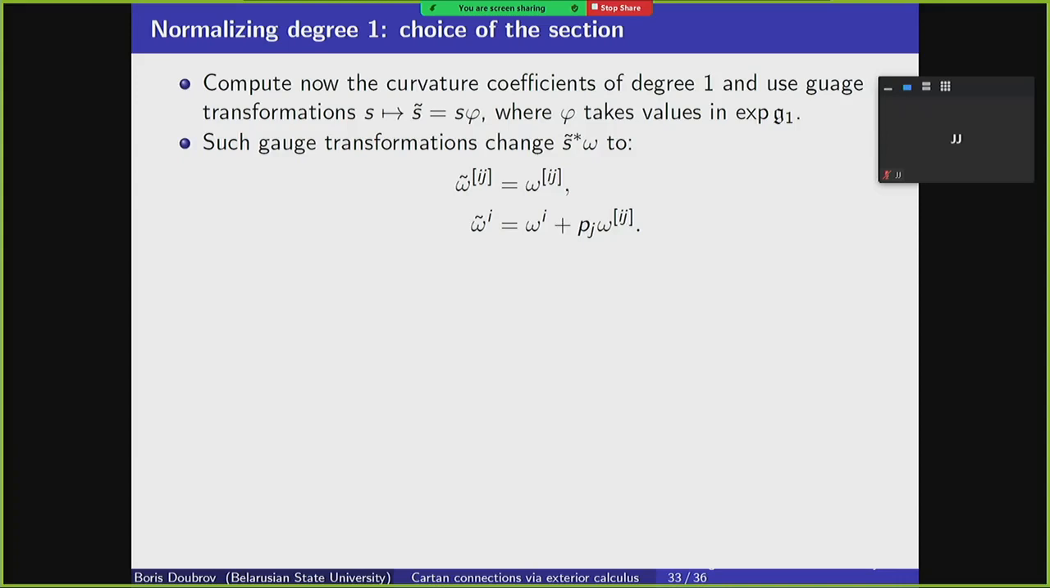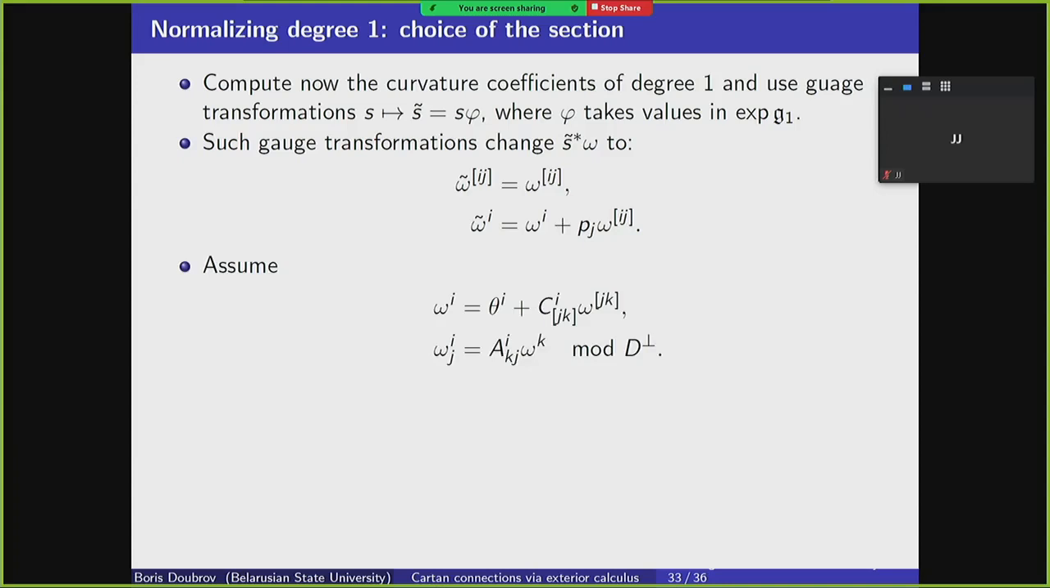If we just modify a section by terms that lie in the exponential map of G1, so essentially we exponentiate elements from G1, it turns out that the omegas are transformed in this way. I recall that omega i's were the same as theta i's modulo omega theta ij's if you wish. So we can assume this.